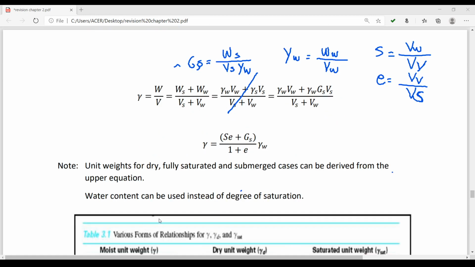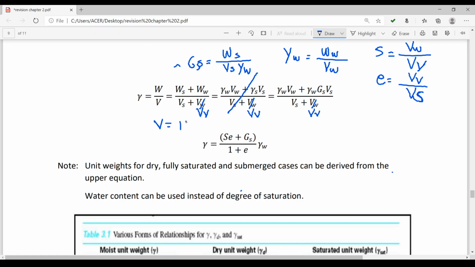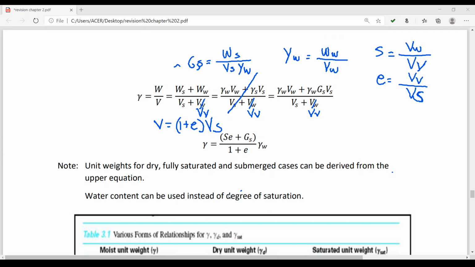Okay, so we have a little correction on our PDF or our handout. Instead of Vw, it should be Vv, or volume of voids. Also this one, and also this one. But with that, we have already discussed that our total volume is equal to 1 plus e, that quantity, times Vs. Okay, let's move to our whiteboard.